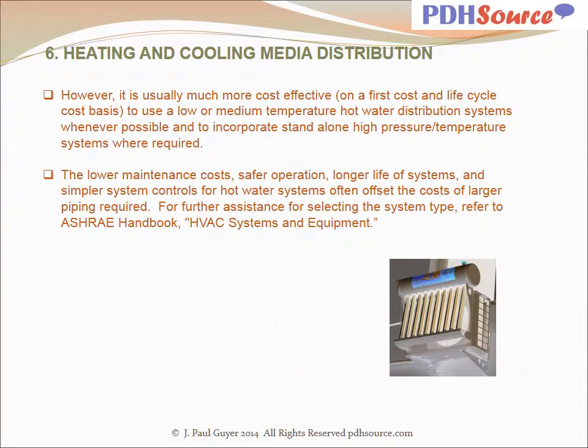It is usually more cost-effective on a first cost and life cycle cost basis to use a low or medium temperature hot water distribution system whenever possible, and to incorporate standalone high-pressure temperature systems where required. The lower maintenance costs, safer operation, longer life of systems, and simpler system controls for hot water systems often offset the costs of larger piping required. For further information on selecting the system type, refer to the ASHRAE Handbook, HVAC Systems and Equipment.